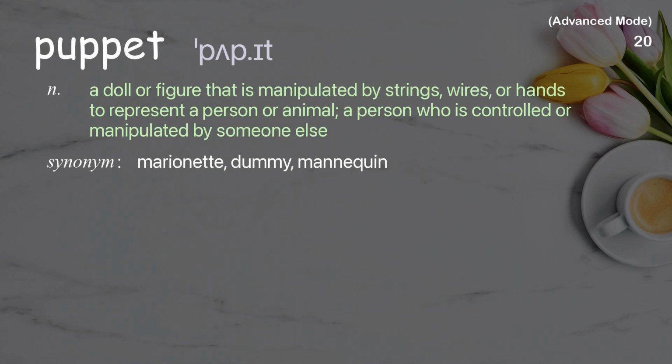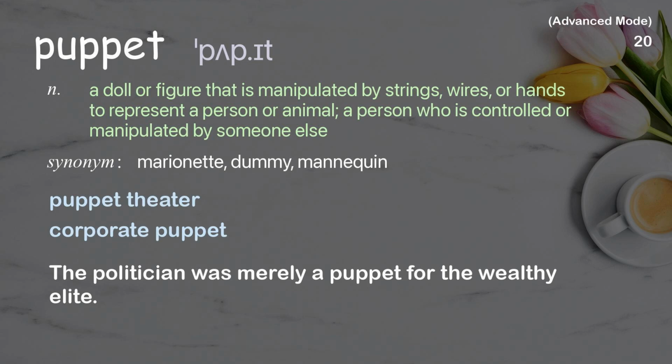Puppet. A doll or figure that is manipulated by strings, wires, or hands to represent a person or animal, a person who is controlled or manipulated by someone else. Examples: Puppet theater, corporate puppet. The politician was merely a puppet for the wealthy elite.